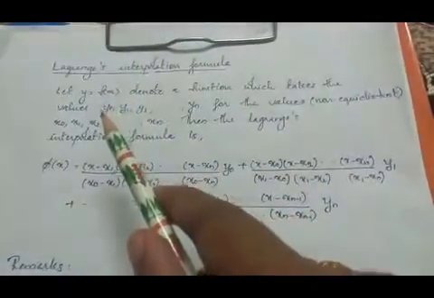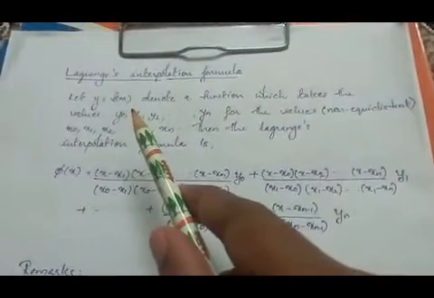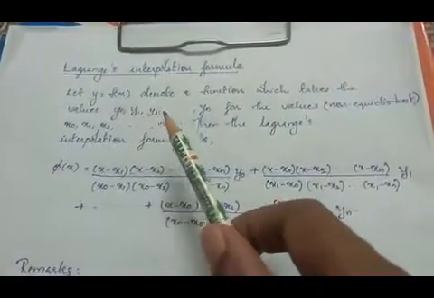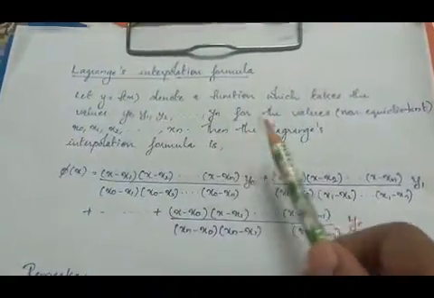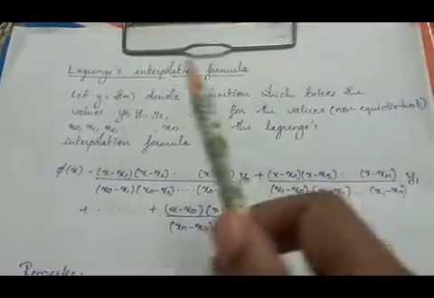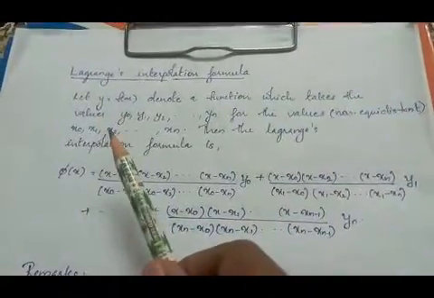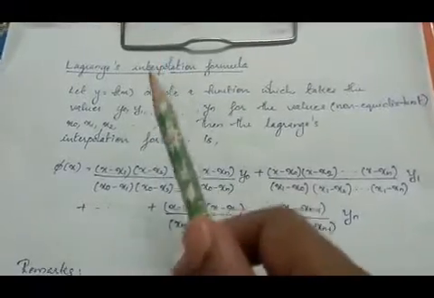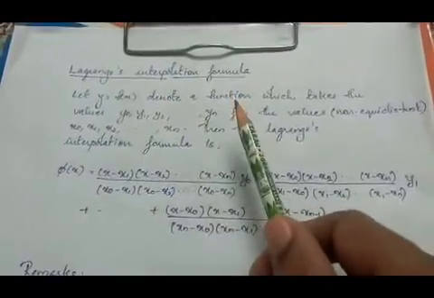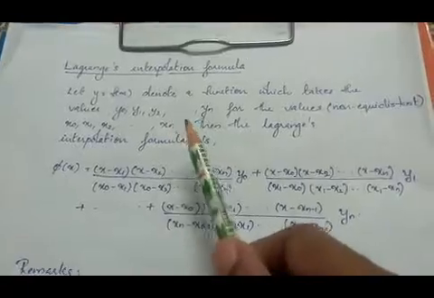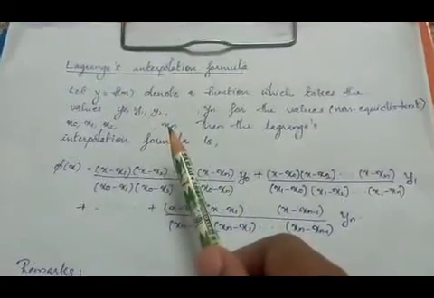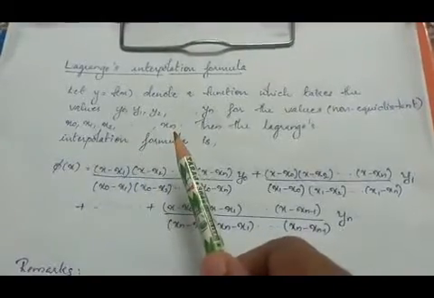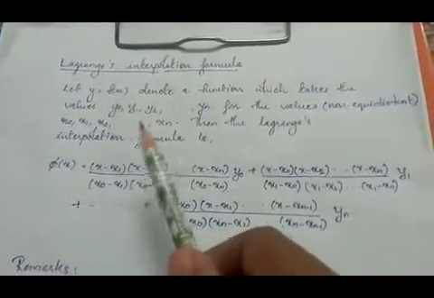Consider a function y equal to f of x, which takes the values y0, y1, y2, etc. till yn for the non-equidistant values x0, x1, x2, etc. till xn. So Lagrange interpolation formula is used to find the value of y where the arguments x0, x1, x2, etc. till xn are not at equal intervals.